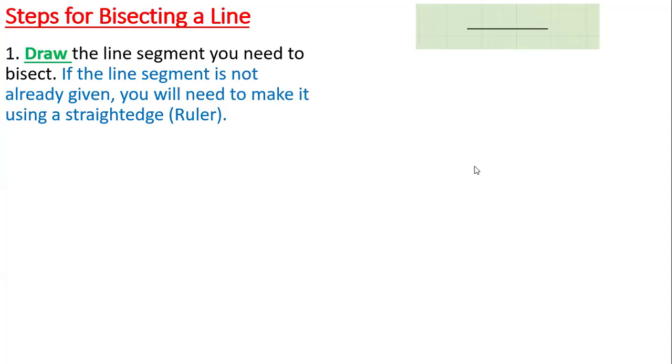Draw the line segment you need to bisect. If the line segment is not already given, you will need to make it using a straight edge ruler. Very good.